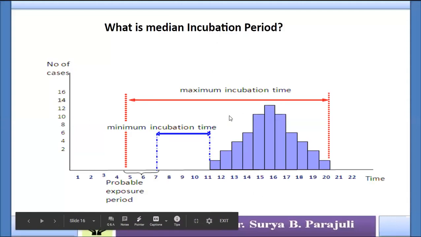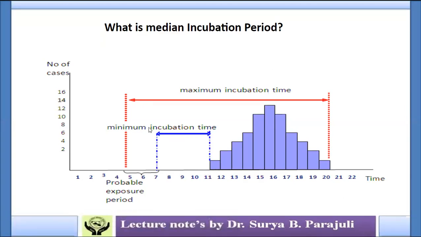Okay, almost similar. And if you calculate, this time, from the end of exposure to the start of signs and symptoms, then it is called the minimum incubation period. Actually, if you go through any disease, you can find the incubation period as a range, not an exact number. For example, 6 to 9 days. The 6 means the minimum incubation period, 9 means the maximum incubation period, and if you take the midpoint of those 2 points, then it's called the median incubation period.